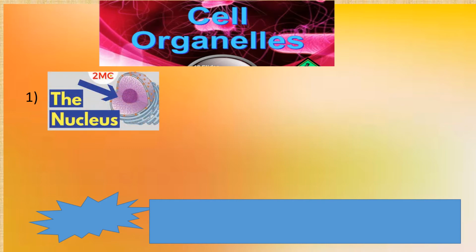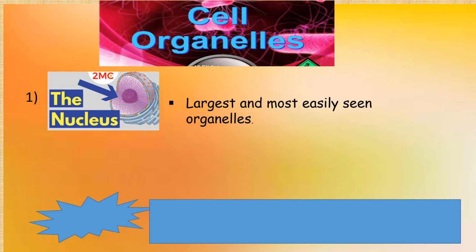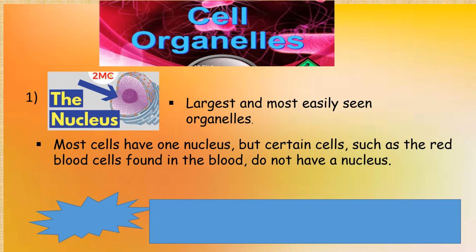Cell organelles. Now children, we will see some cell organelles. First we will see the nucleus. The largest and most easily seen organelle is the nucleus. Nearly all cells have a nucleus. The few types that don't are usually dead or don't live for very long. Most cells have one nucleus, but certain cells, such as the red blood cells found in the blood, do not have a nucleus.